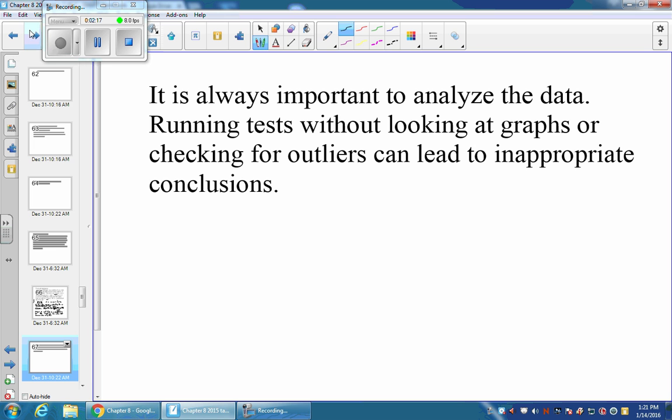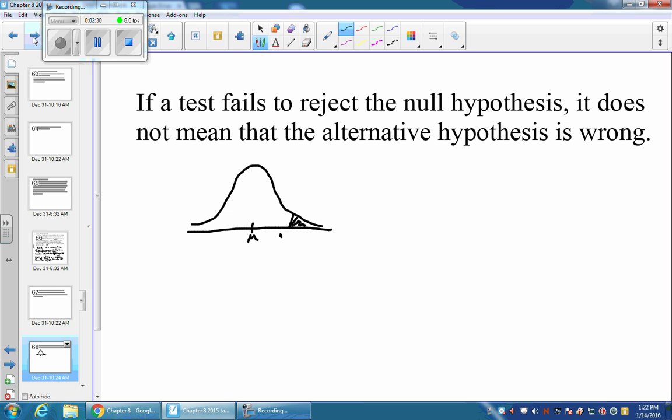Now, it's always important to analyze the data. The interpretations are not set in stone. Make sure you take a broader look at it rather than just looking at the interpretations. Also, if a test fails to reject the null hypothesis, it doesn't necessarily mean that the alternative hypothesis is wrong.